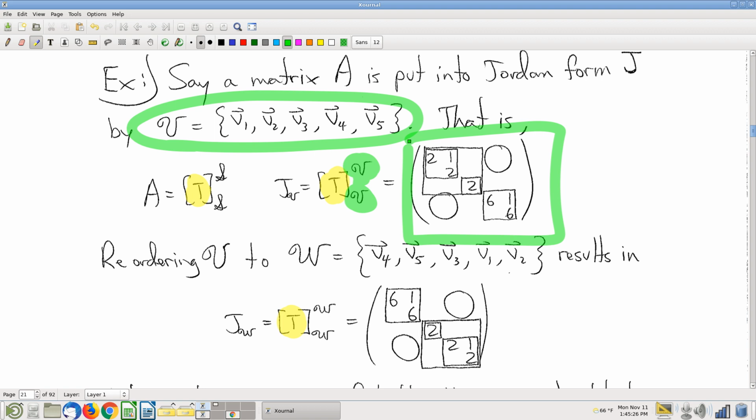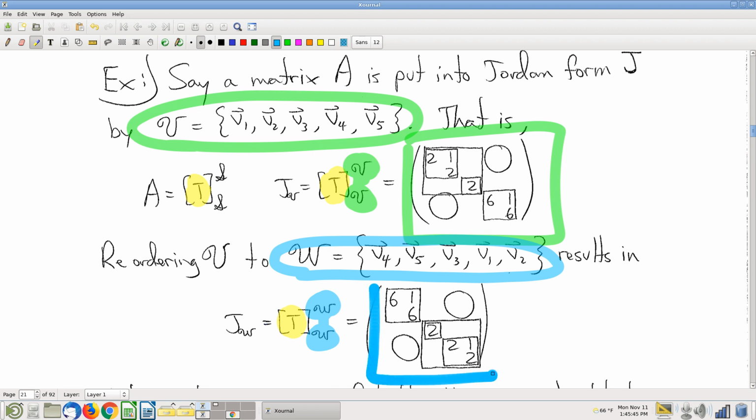And the question is, if I then take a different basis, if I take this basis and say, I want to talk about that same linear transformation, mind you, I'm not changing the linear transformation. Just, I want to understand it now with respect to a different basis. And I claim that what you get for this script W basis is that matrix. And I'm going to show you exactly where that comes from.